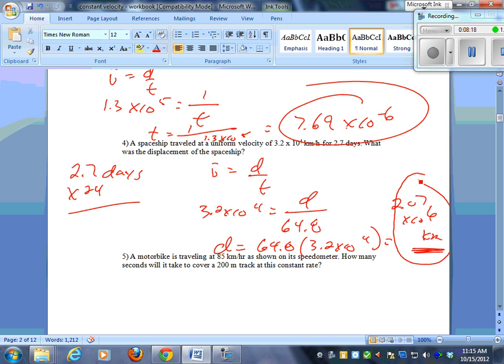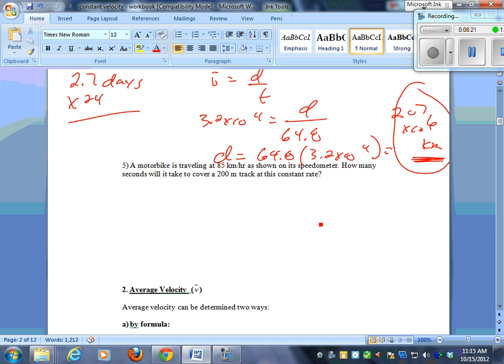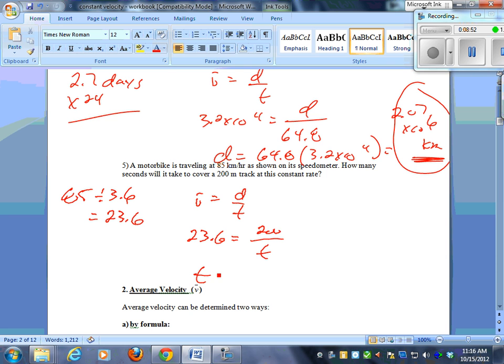What about number 5? What's the trick in number 5? You have to either switch 85 kilometers per hour to meters per second or switch 200 meters to kilometers. What do you want to do? It says how many seconds, so I should probably convert my 85. Divide by 3.6 is 23.6, right? And now we go v bar equals d over t. 23.6 equals 200 divided by t. And you should get 8.5 seconds.